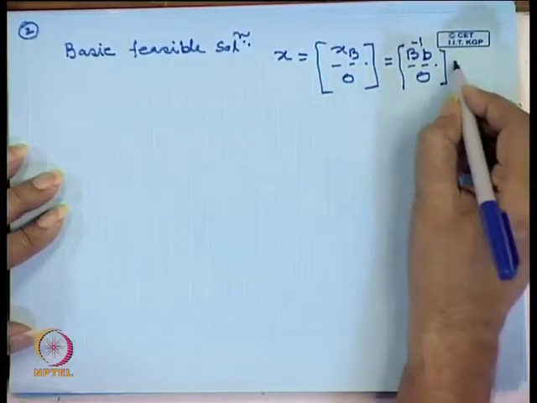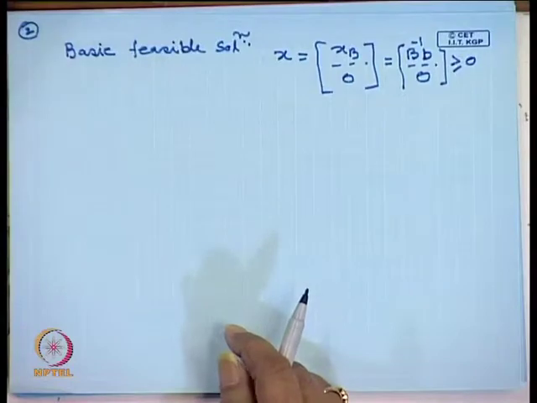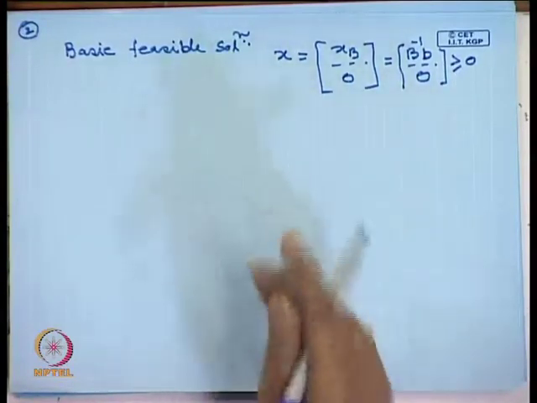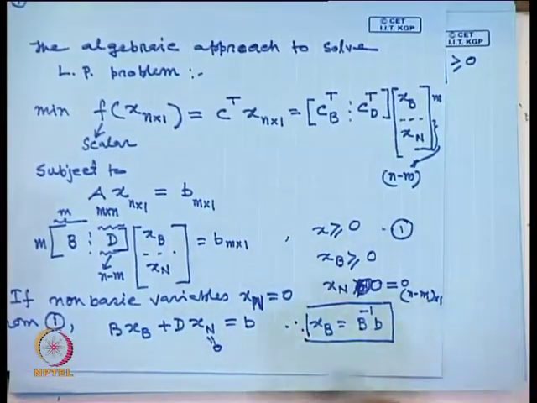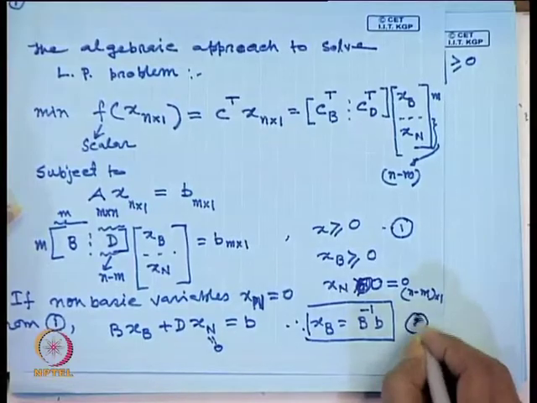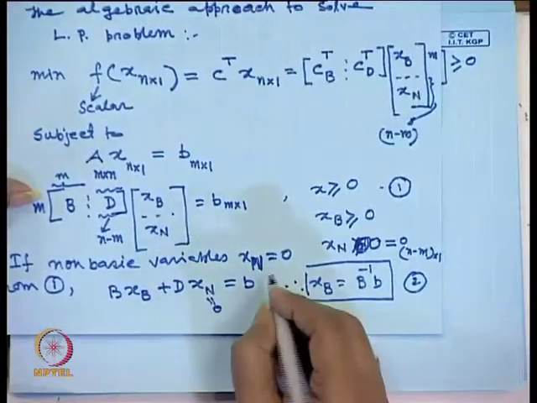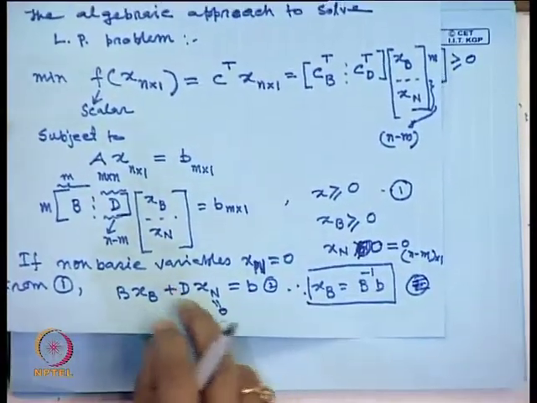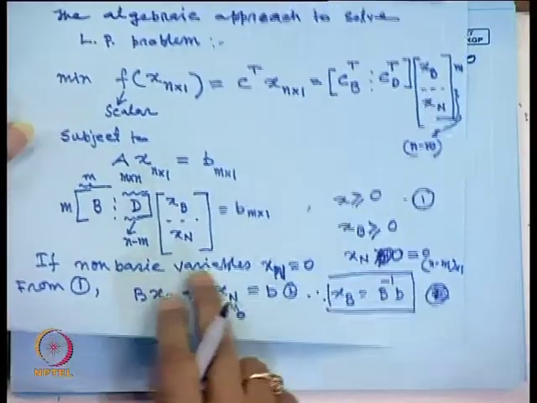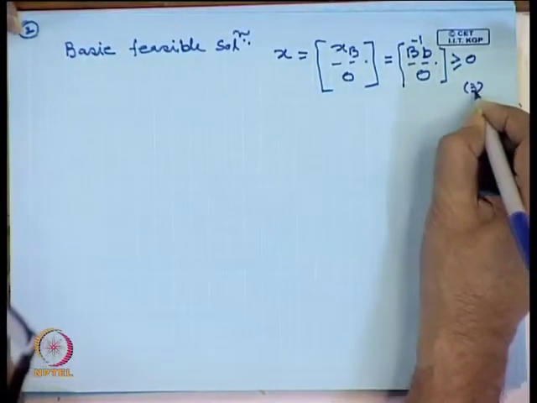So, these values are greater than or equal to 0. Let us assign this equation number: this x b value is equation 2, and forget about this. This equation number, you will recall this equation once again, and this equation is equation number 3.